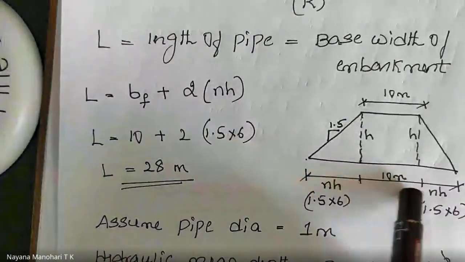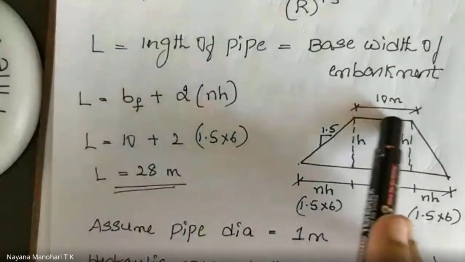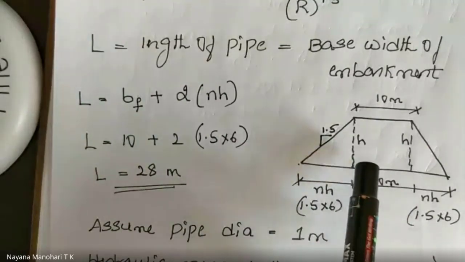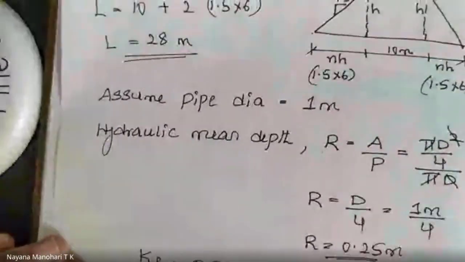Okay, then the total base width of the embankment is given by what? Formation width of the road plus twice this value, that is n into h. You will get the total length of the pipe. Next you need to assume what?